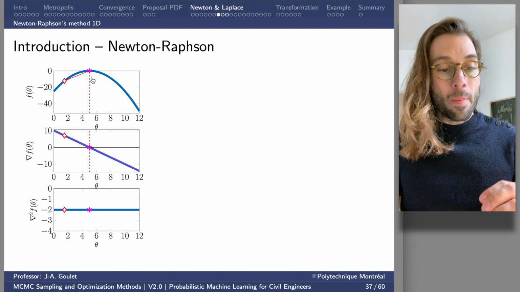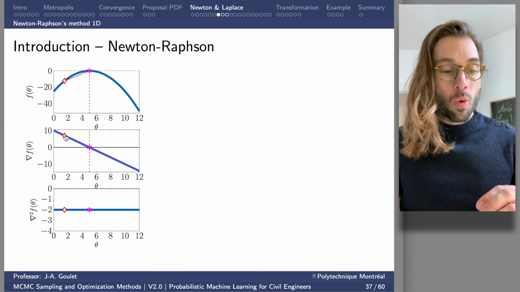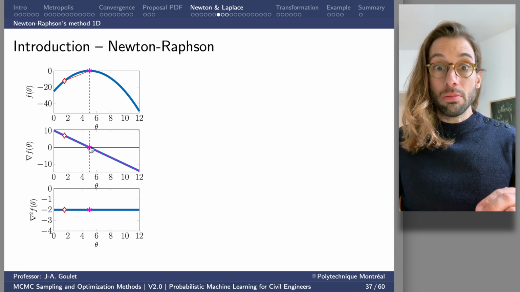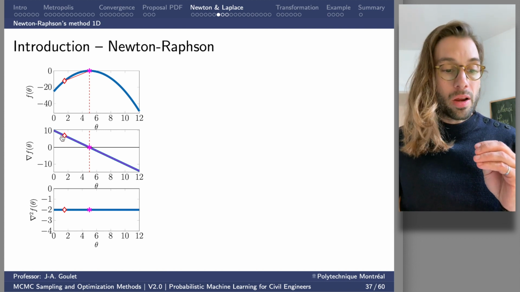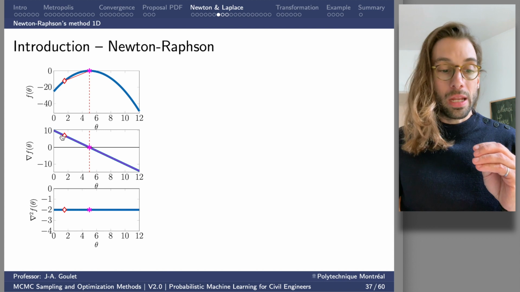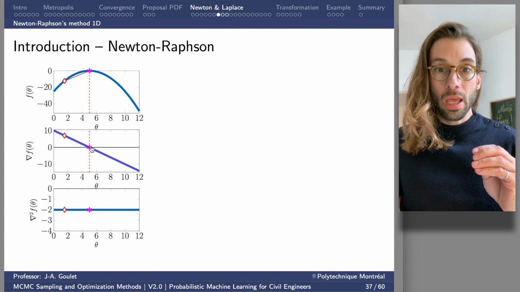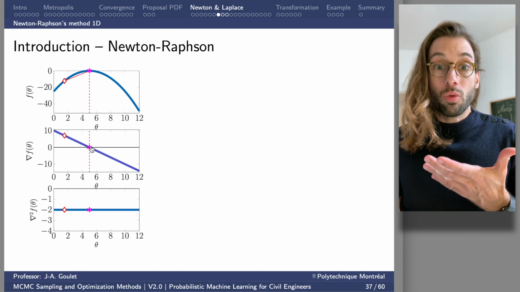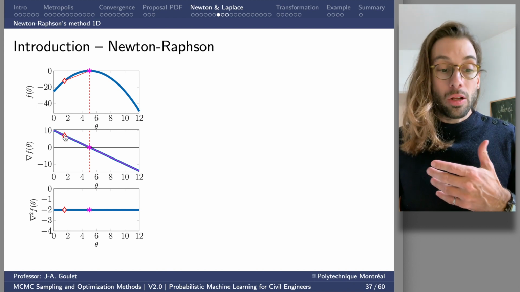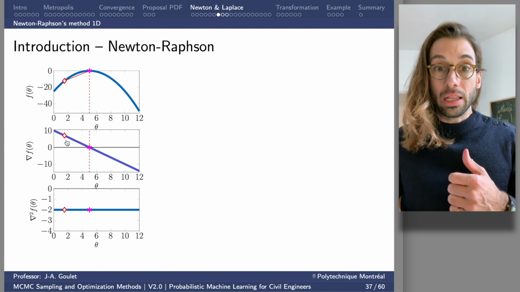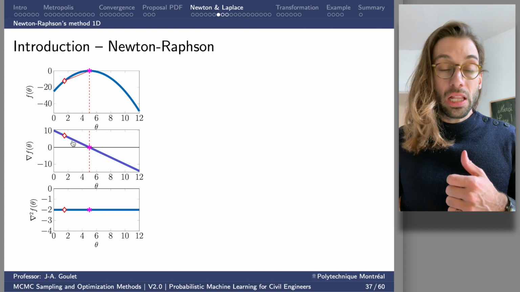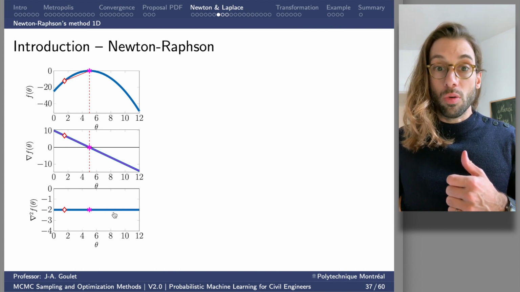I know that the max here is at the point where the derivative is equal to 0. So if this is a linear function, I can easily find where that linear function is equal to 0. And this is where I'm going to propose to move. And how am I going to find this position where it's equal to 0? I need to find the slope of that linear function. The slope of that linear function is actually going to be my second order derivative, okay?